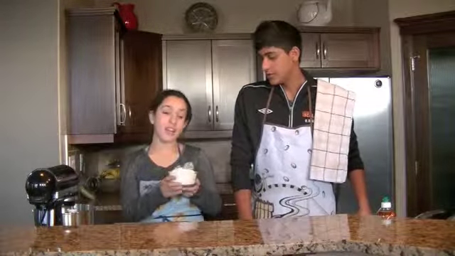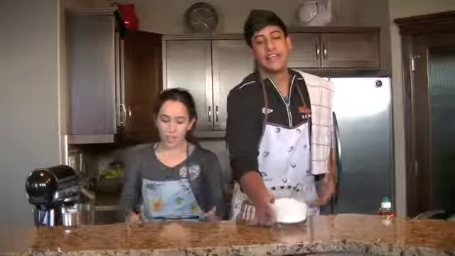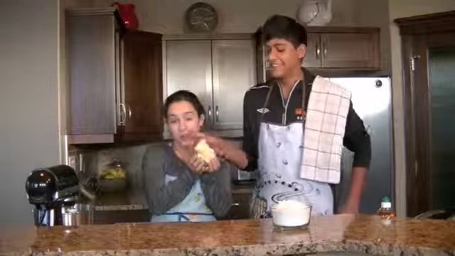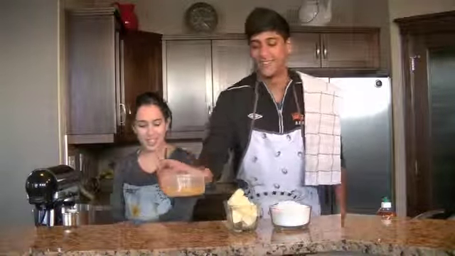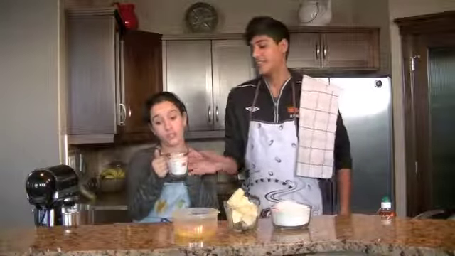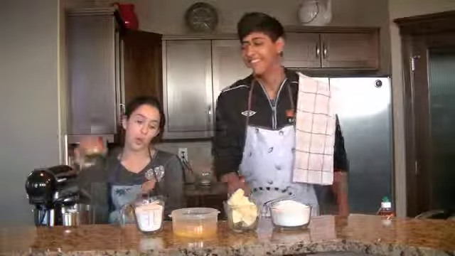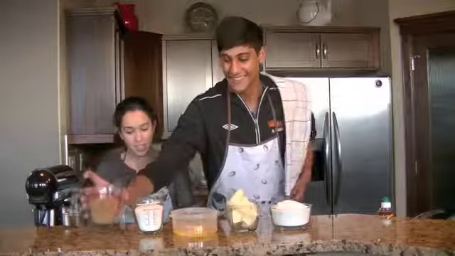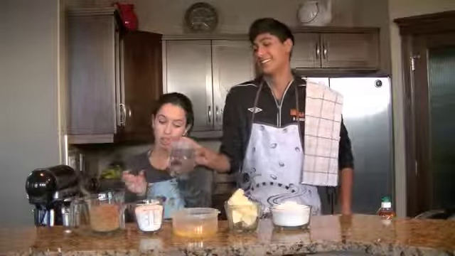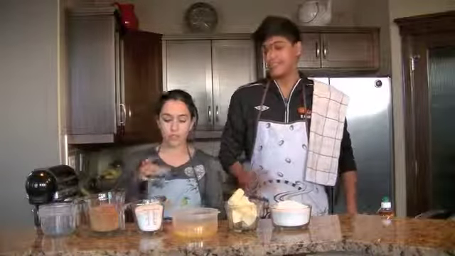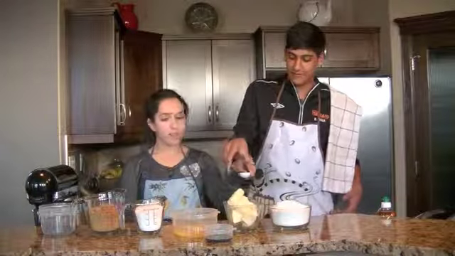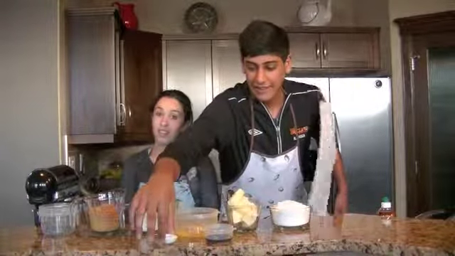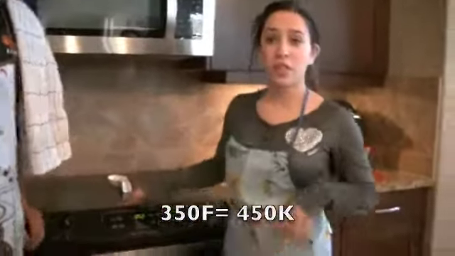So we have 288 grams of flour, 227 grams of butter, 2 beautiful eggs, 201 grams of sugar, 220 grams of brown sugar, 288 grams of chocolate chips, 15 grams of vanilla, and 12 grams of baking soda. And that's our reactants. So we're going to start by preheating our oven to 450 degrees Kelvin.